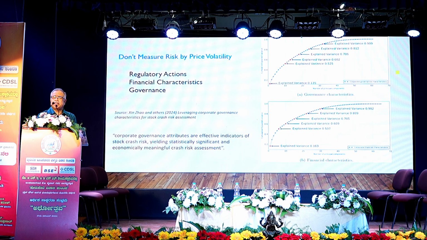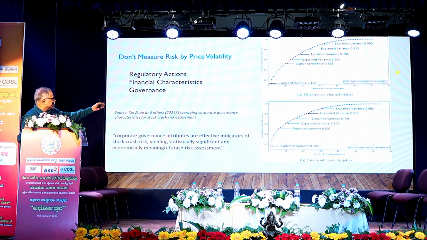The regulator is looking in a different way. The regulator wants people's money to be safe, financial stability to be there, exploitation to be avoided, transparency to be there. So the regulator's motivations are not volatility alone. They also look for various other types of risk characteristics.